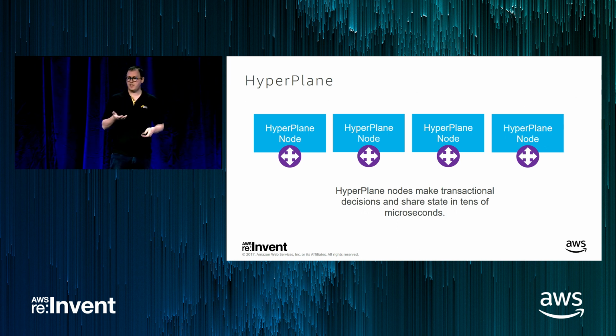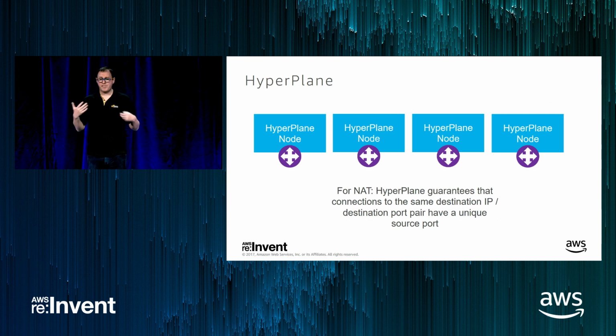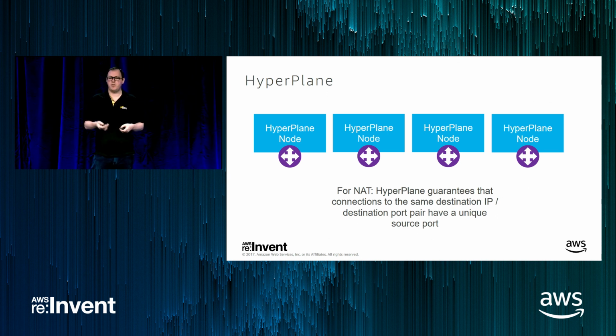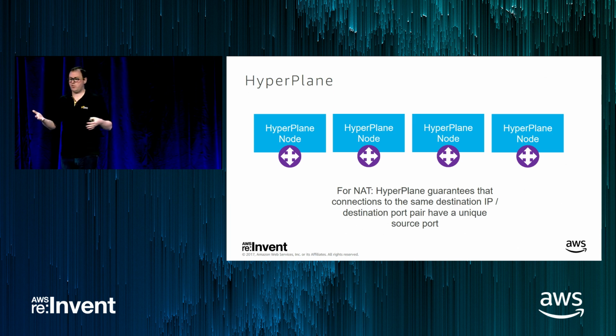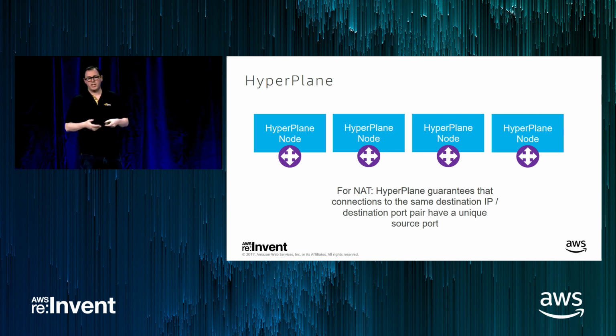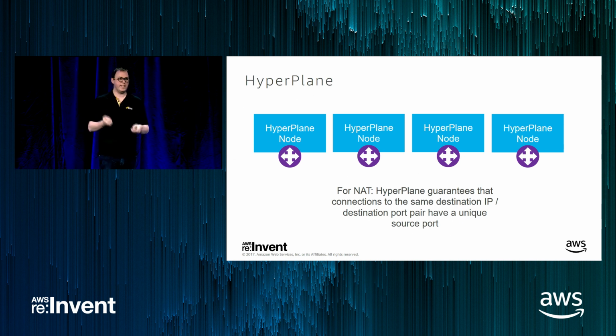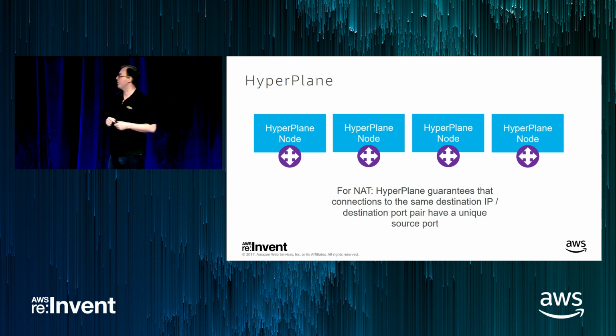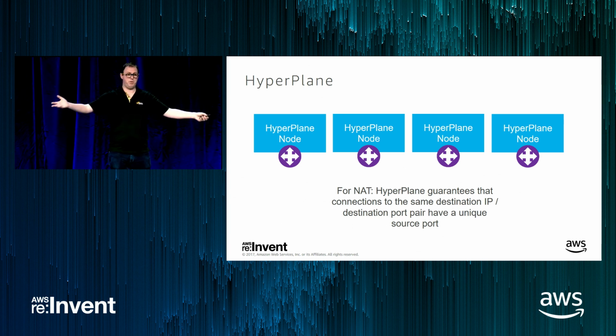So for example, in the case of NAT, Hyperplane has to guarantee that outbound connection will have a unique source port. At least if you've got two connections, both going to www.amazon.com on port 443, Hyperplane has to guarantee in a transactional way, like really robustly, that those connections have two different source ports. That's really important. And that's basically a database problem. Like trying to guarantee transactional uniqueness is a distributed consensus problem, right?